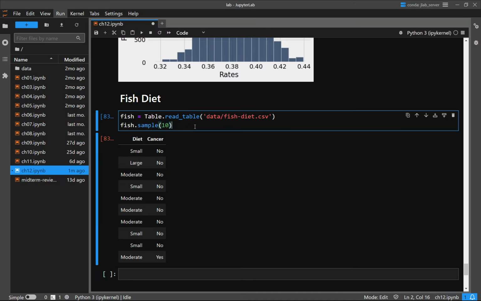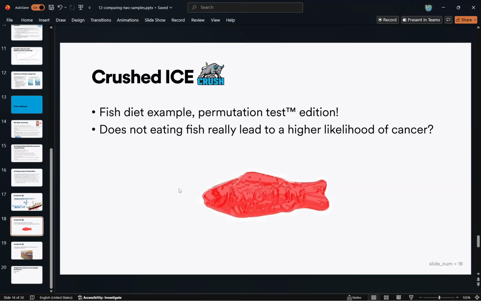Sometimes it's yeses and nos. There we go. So we got diet. How much fish did these people eat? Do these men eat? And whether or not they got cancer, prostate cancer, I believe, right? So you got a bunch of small, large, moderate, none, I think also is included. And then cancer is just yes or no. And our question is, does not eating fish lead to a higher likelihood of cancer?